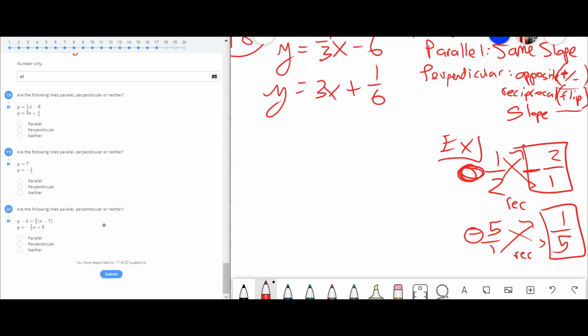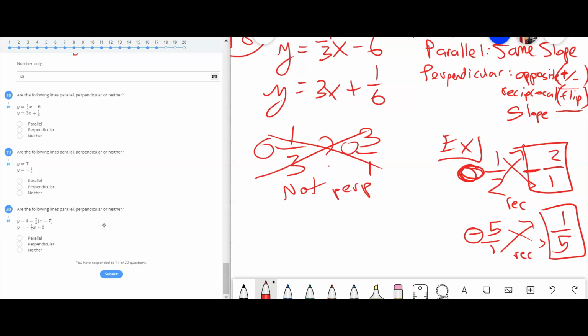Now you tell me, look at number 18. If I have 1/3 and the number 3, which is over 1, are those opposite reciprocal slopes? Well, obviously they flipped, right? But did the sign change? This is positive and this is positive. So that is not opposite reciprocal. That is not perpendicular. So if it's not perpendicular and if they're not the exact same slope, then guess what? That's a neither situation.